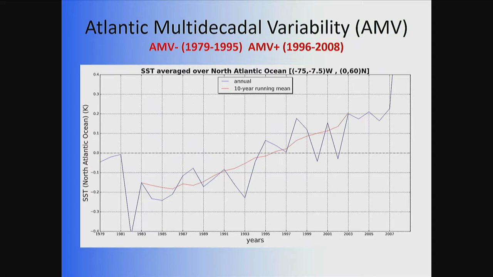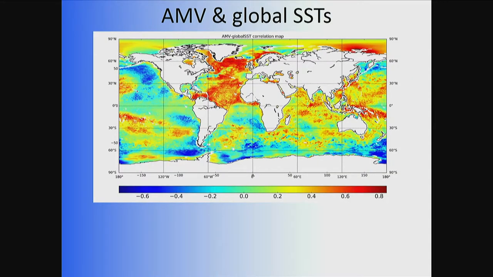So it's more or less like a trend, but it's not a real trend, because the AMV index has been computed in a way that removes the trend. We just wanted to stratify the frequency according to the phases of the AMV, and this is what the AMV looks like: the correlation between the AMV signal and all the SSTs in the period.